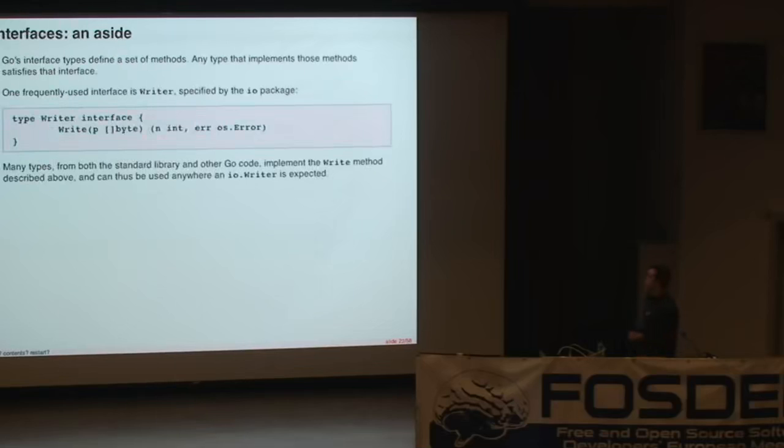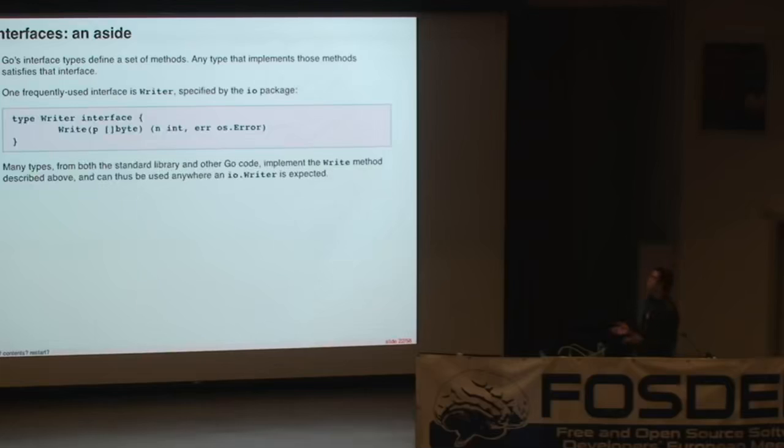So before I get into that, I'll just introduce another aspect of Go's type system, which are its interface types. And interface types define a set of methods, and then any type that implements those methods can be used where a value of that interface type is expected. So in a way, you can think of interface types as defining behaviors, and then any object that behaves in that way can be used where that interface is expected.